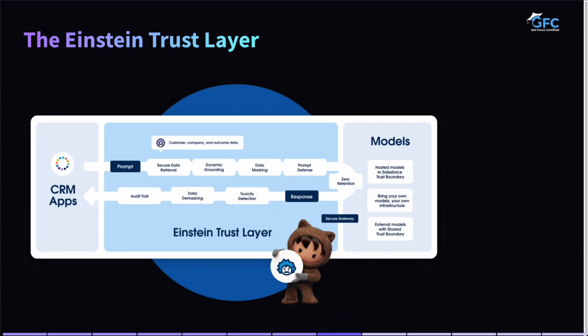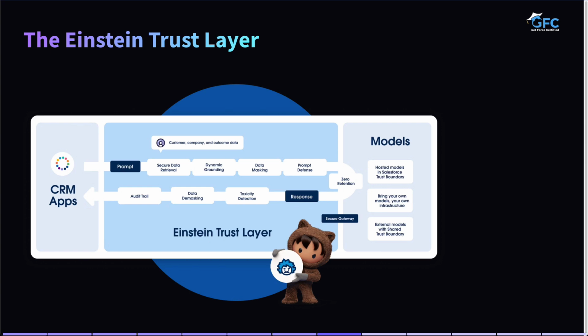So how does Salesforce do this? Well, the Einstein trust layer is made up of a number of features which act like safety gates for Salesforce AI, and every prompt follows this process. So first we have secure data retrieval and grounding, then data masking, we have prompt defense, the zero data retention policy, toxicity detection, data demasking, and the audit trail and feedback. Now these all combine to ensure the security of your Salesforce data.